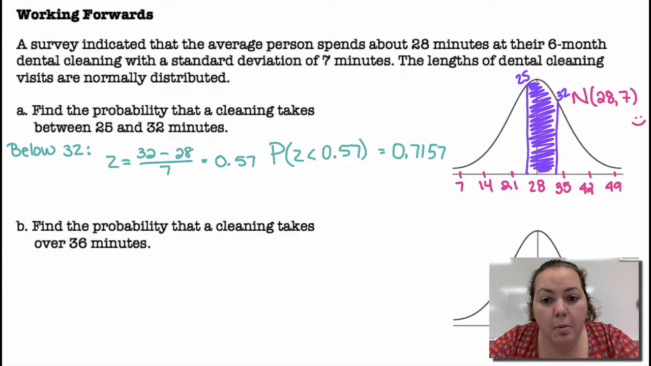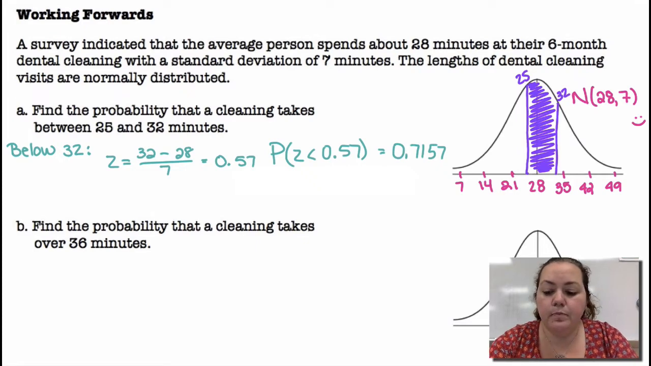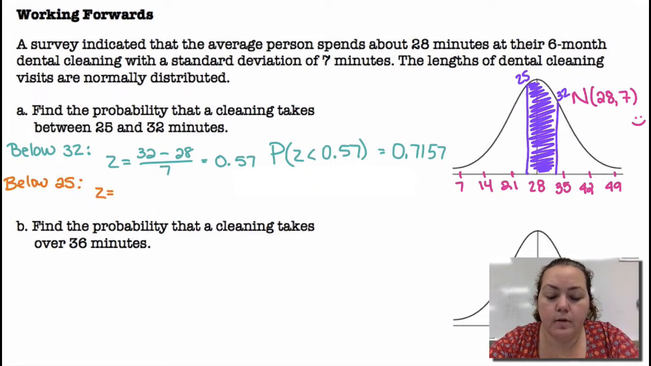0.7157. So the probability that z is less than 0.57, that z-score, is 0.7157. And I'm going to do the same thing for when x is 25. I'm going to find the z-score. So z is equal to 25 minus 28 divided by 7, which gives me 0.43. All right, negative 0.43, excuse me.